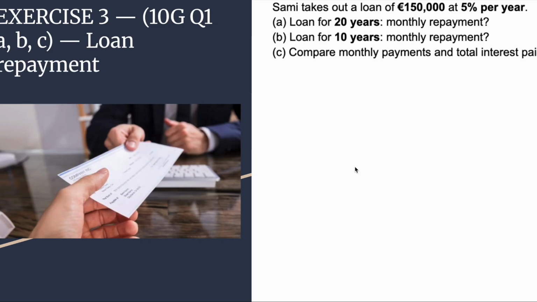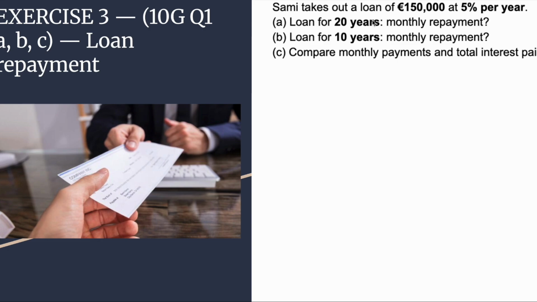The third exercise is about loan repayment. This question will have 3 parts. So the statement says Sammy takes out a loan of 150,000 euros at 5% interest per year. First question says, what is the monthly repayment when the loan is for 20 years?